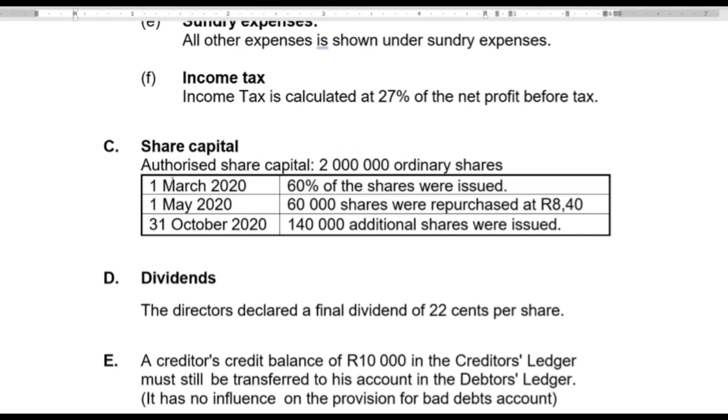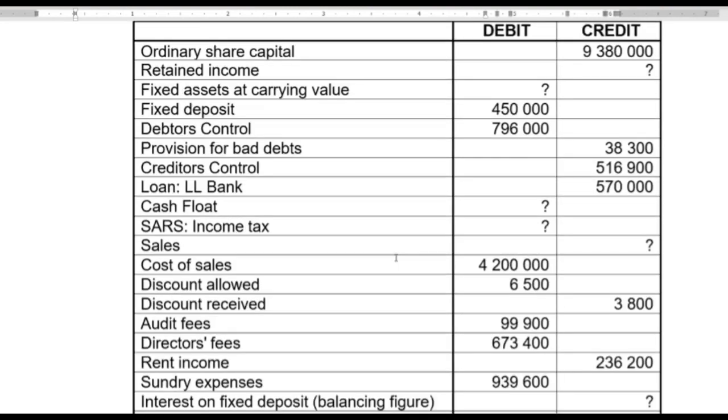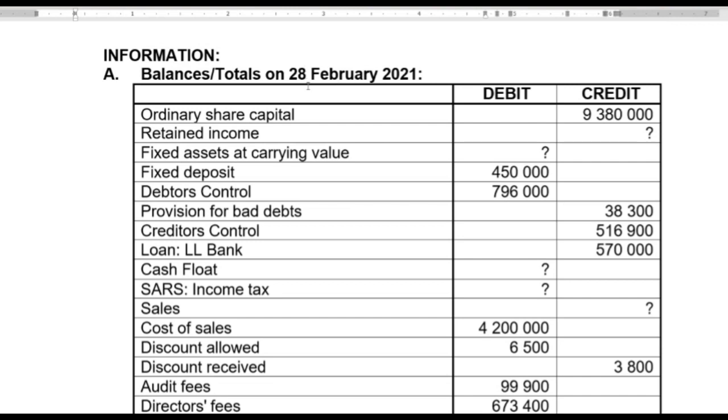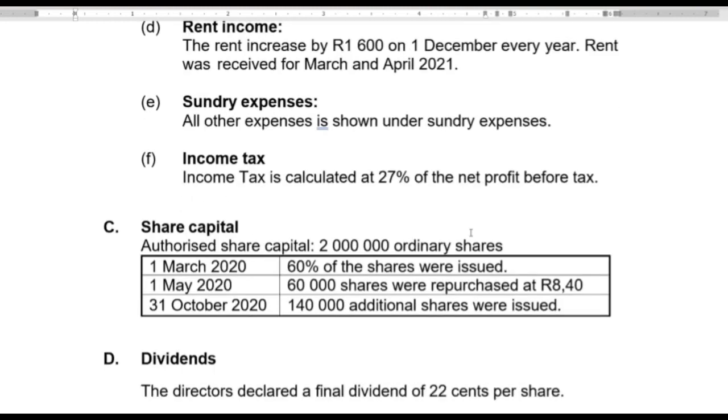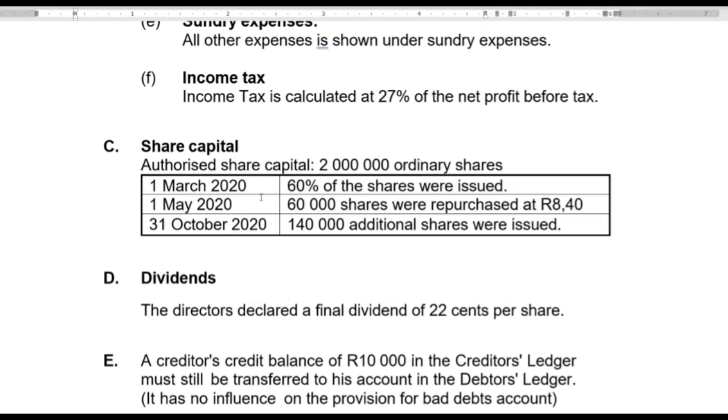Let's just read quickly because I'm not going to come back to the screen. Share capital. This is for the ordinary share capital note. In March, 60% of my shares were in issue. They've given that amount. In May, 60,000 shares were repurchased at 840, and then in October, 40,000 additional shares were issued, and they don't give you the amount, right? Just to let you know, I'm also going to be referring to that amount, which is on the 28th of Feb. So this amount here is my closing balance, okay? Because it's given, and they're not saying no entries were made. So the assumption is that these entries were made.